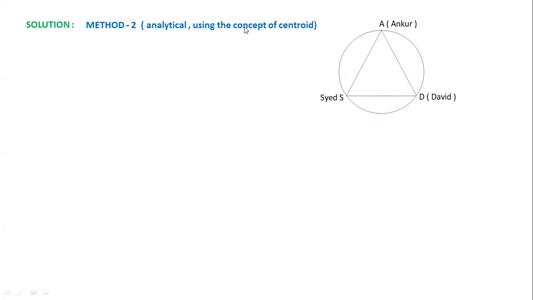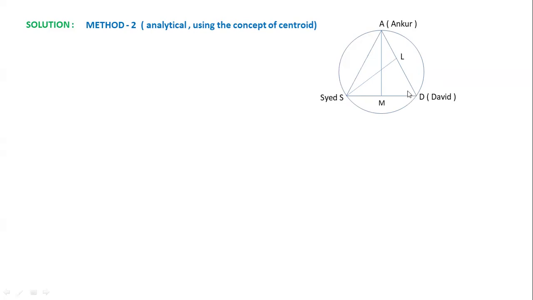What is a centroid? The point where the three medians of a triangle intersect is called a centroid. That means you take the midpoint of the side and join it to the opposite vertex, and you get what is called a median. Take the midpoint, M is a midpoint, join it to the opposite vertex. So this particular line AM is called a median. Similarly, you can take the midpoint of this side, L, join it to S. This is a second median.